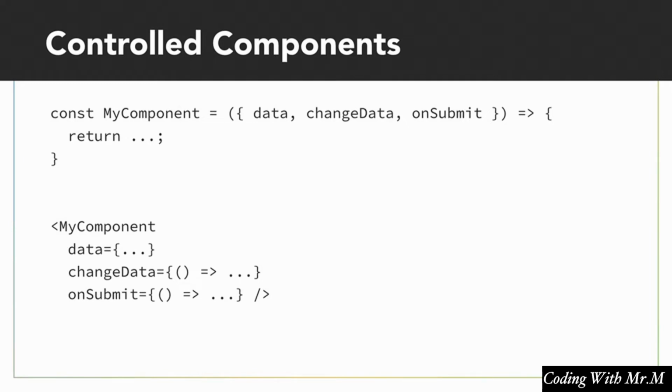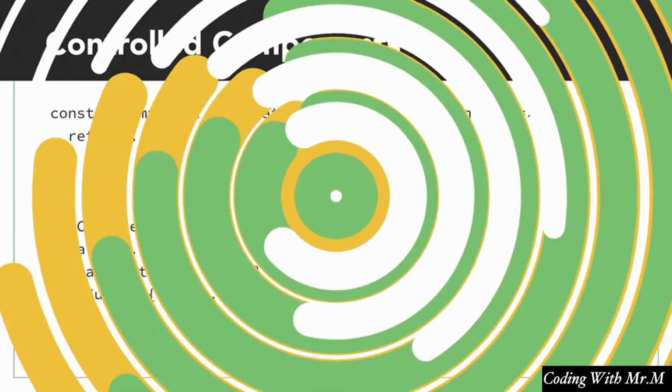With controlled components, on the other hand, we see that our component no longer has that useState hook. In other words, the state of that component is passed through as props. And of course, there's other kinds of functions that this component is going to use as well. You'll see how this works very shortly when we take a look at some examples of this.